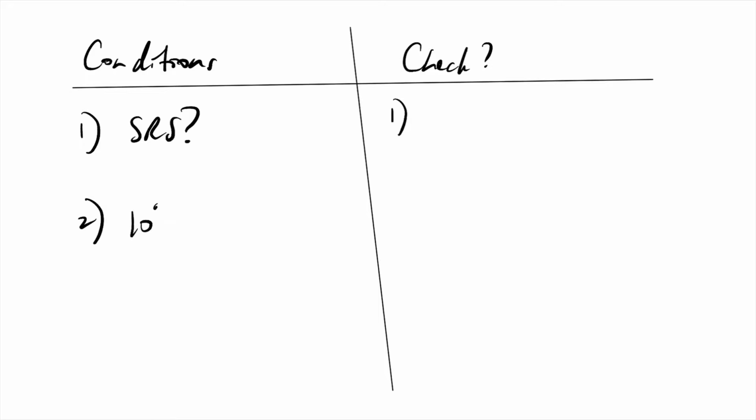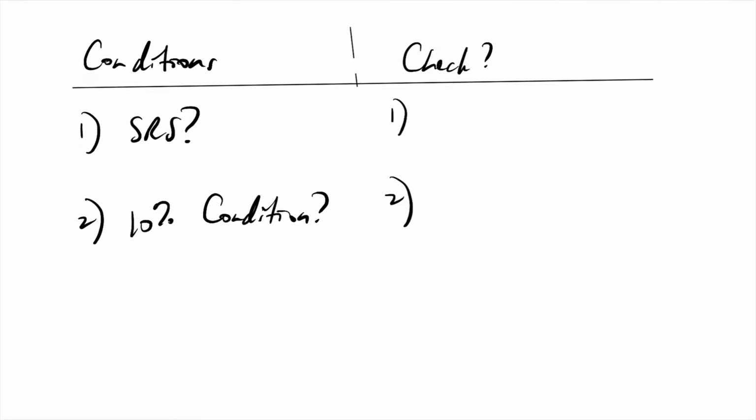SRS, 10% condition. Okay, so SRS. Was this simple random sample taken? They recruited 10 individuals. Recruiting is not the same as SRS, right? It's actually the opposite of SRS. Recruiting means you pick them. If I recruit you, that means I want you there, right? Random is not. So it doesn't fulfill SRS, but what can we put instead?